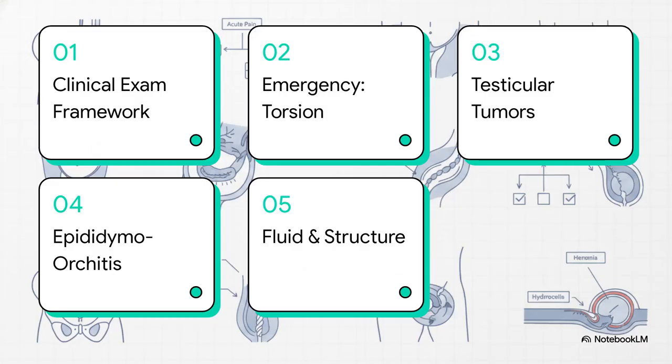So here's our cognitive roadmap for today. We're going to cover 1. The clinical examination framework, 2. The ultimate emergency, torsion, 3. The silent threat of testicular tumors, 4. Inflammation, specifically epididymo-orchitis, and finally, number 5, structural and fluid anomalies. Let's hit the ground running.